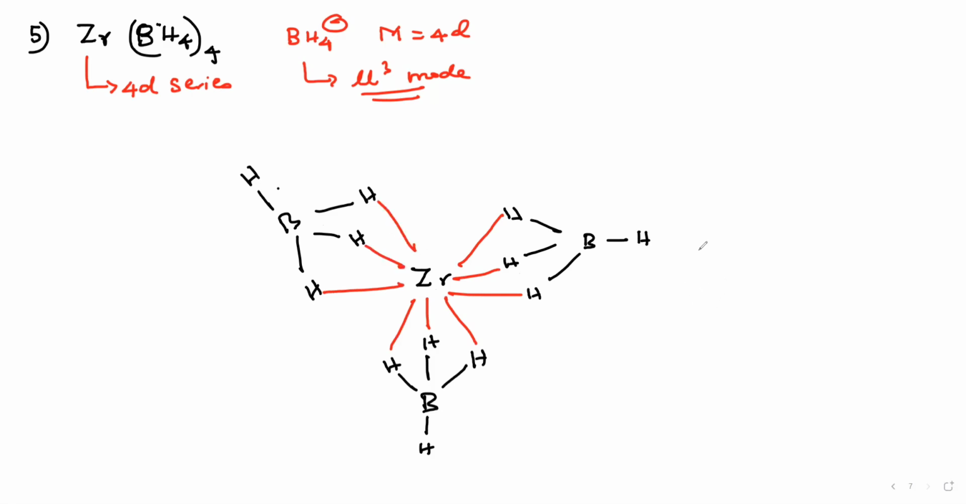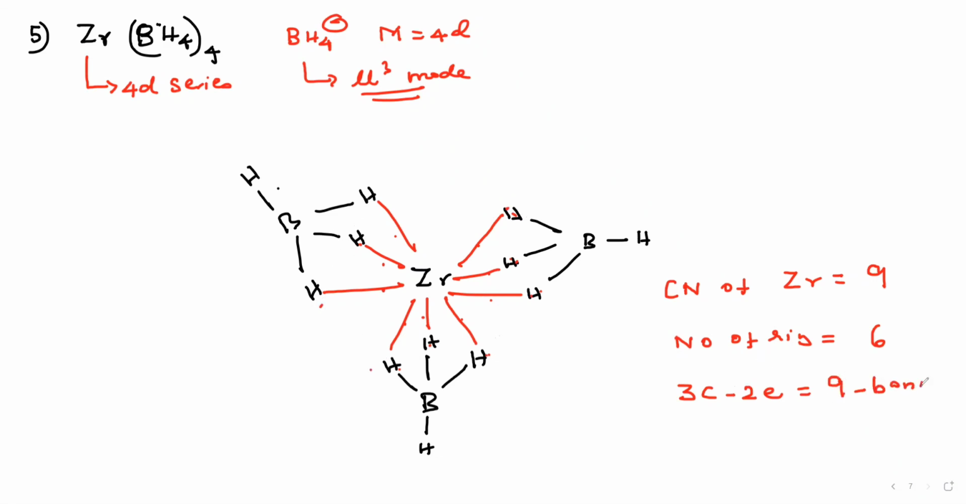This is the structure of zirconium BH4, 4 times. Now, what is the coordination number of zirconium? 1, 2, 3, 4, 5, 6, 7, 8, 9. Therefore the coordination number of zirconium is 9. Number of rings is equal to 6, right? And 3 center 2 electron bonds: how many? 1, 2, 3, 4, 5, 6, 7, 8, 9. How many? 9. Nine 3 center 2 electron bonds.